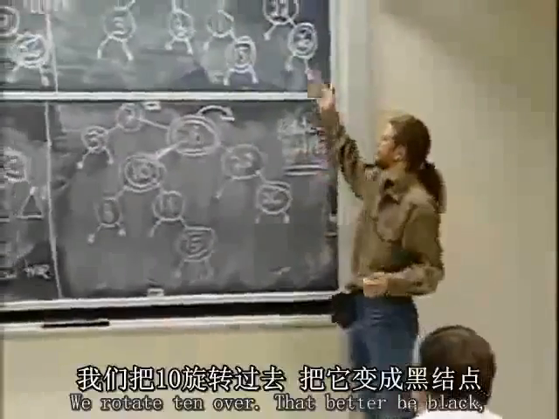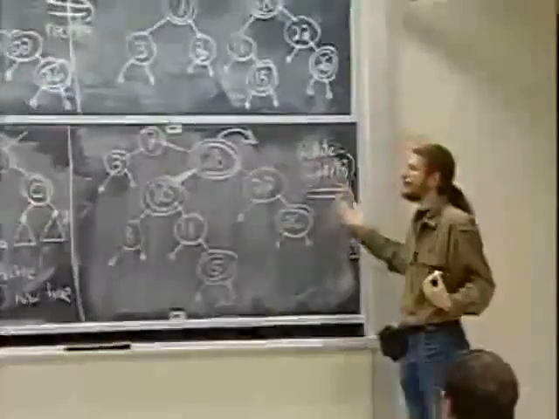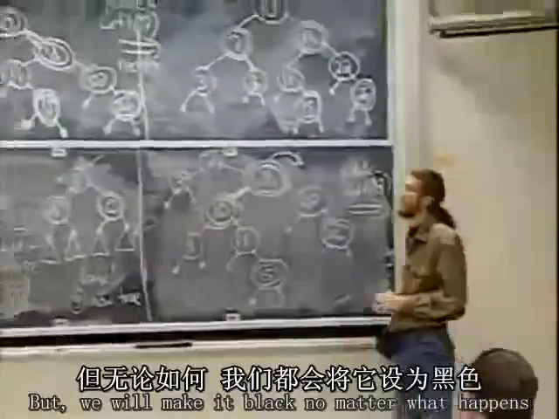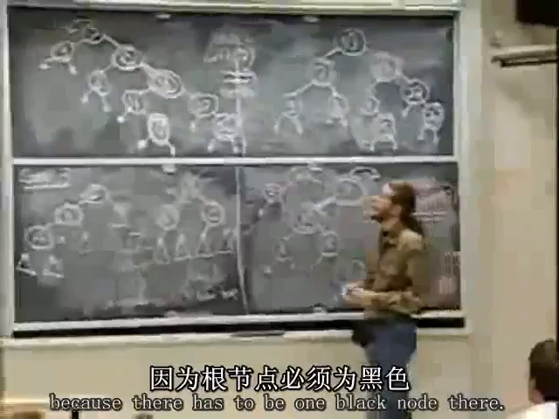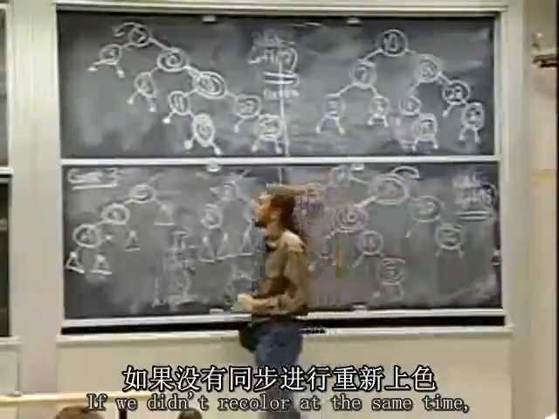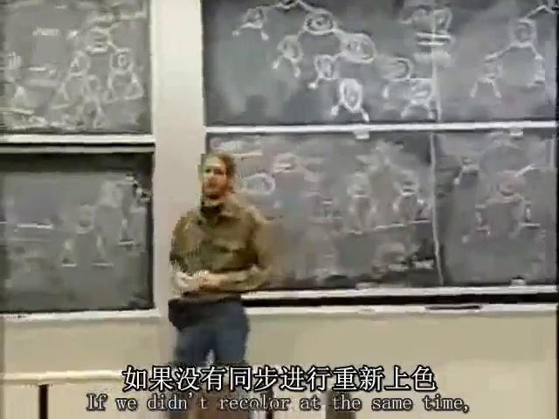We rotate 10 over. That better be black, because in this case it's becoming the root, but we'll make it black no matter what happens, because there has to be one black node there. If we didn't recolor at the same time, we would violate property 4.